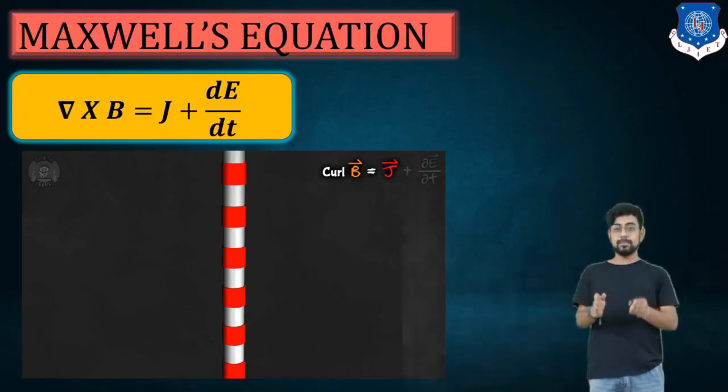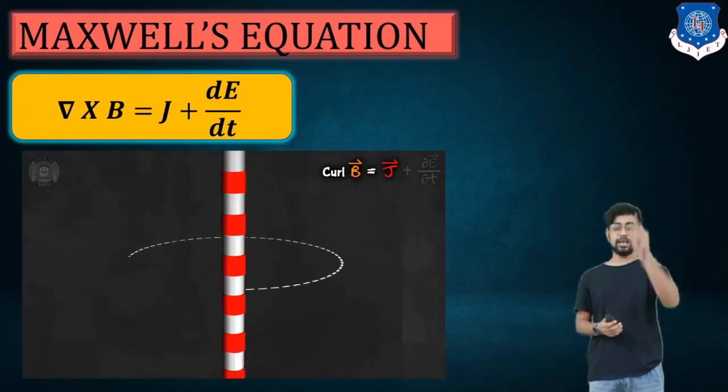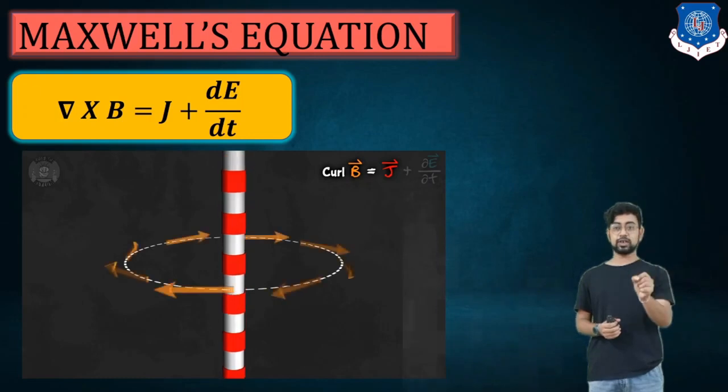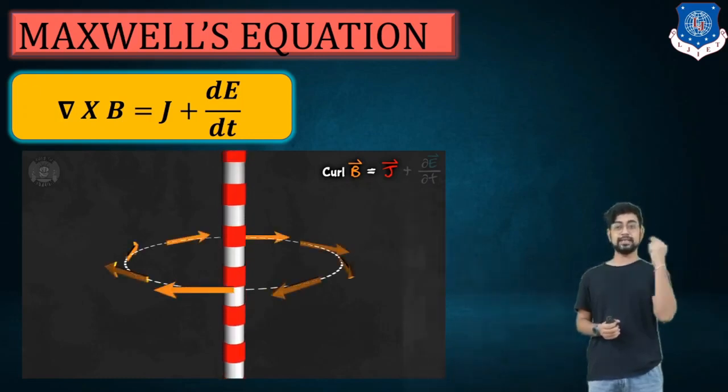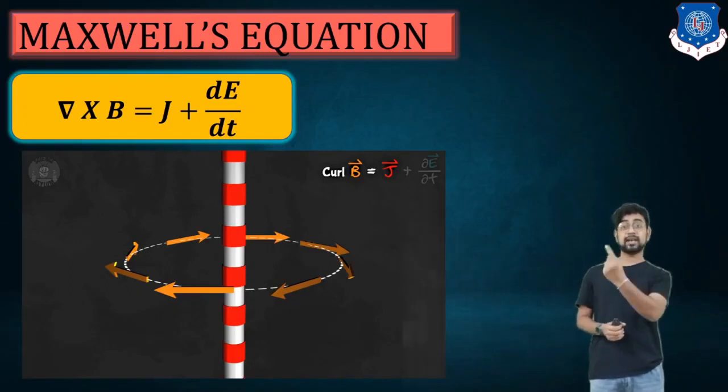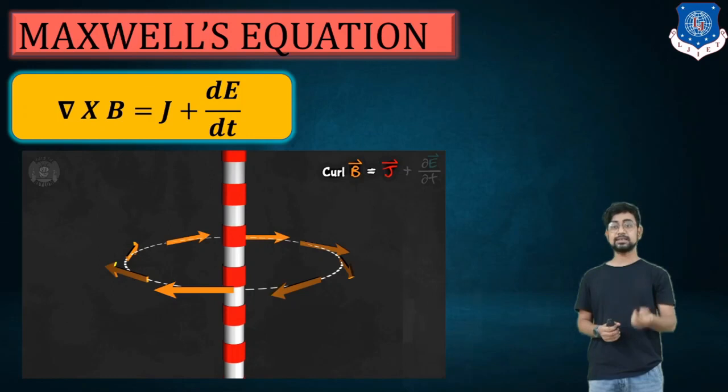We will go one by one as we have two terms. The first term is J. When we take J, a magnetic field is generated. In a conductor, the current is flowing, and surrounding it you can see that a magnetic field would be generated. With the change of the current density flowing through the conductor, your magnetic field will change. That is curl of B equals J.